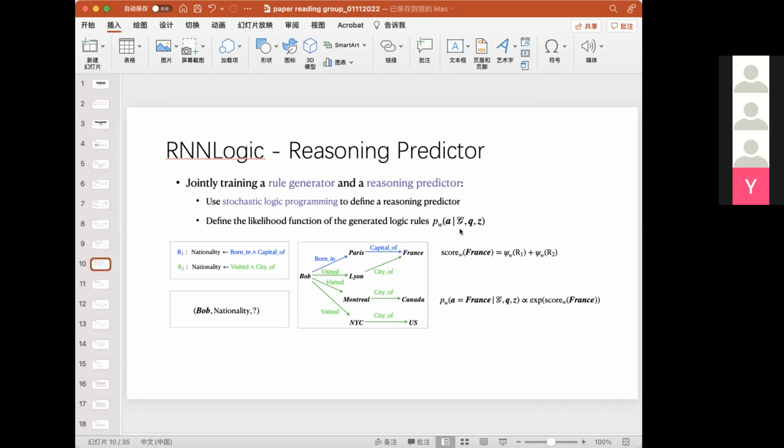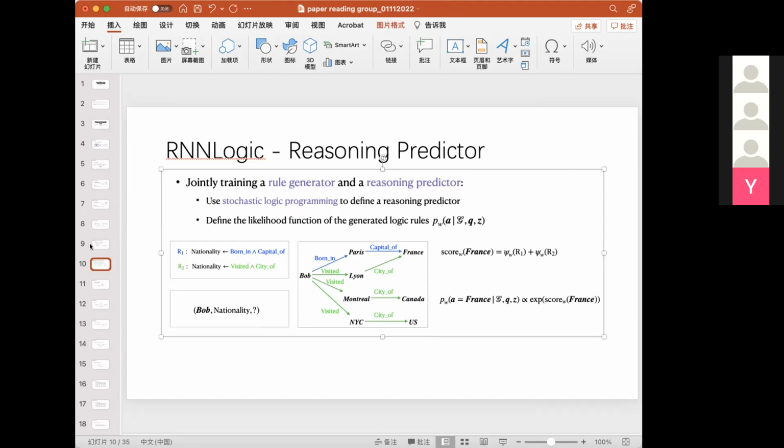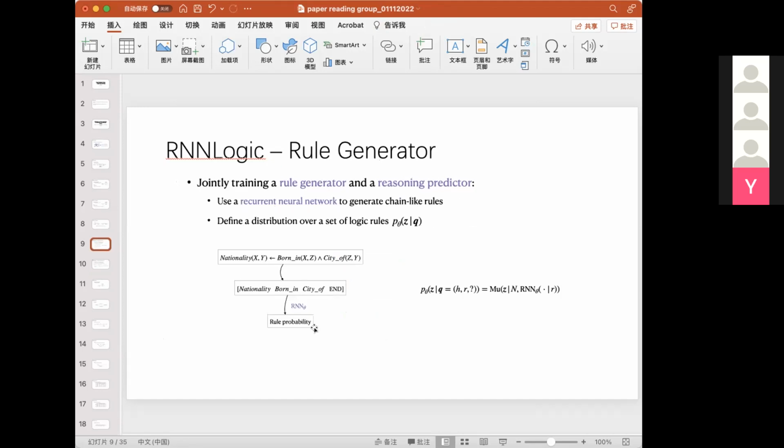Right. Yeah, I also have some other questions about the space of the rules here. Do they enumerate all the possible rules under some length constraint? Yes. So for example, if the length is 2, then it's the size of the relation set squared. We have to first specify the length.